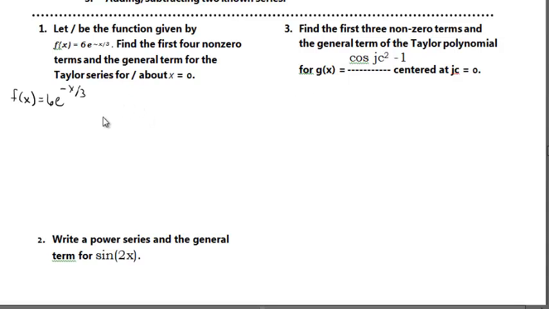Manipulating one of the known series is probably the best approach for this one, if we're supposed to find the first 4 non-zero terms and the general term for this function. What I mean is you really don't want to go through and find 3, 4, 5 derivatives of this function and evaluate it at 0. I will if I have to, but if I've memorized the e to the x series, then why not manipulate that to come up with the first 4 non-zero terms and the general term? You could do it by hand, do all the derivatives like we did on the previous 2 note cards, but it might be easy just to do some substitutions.